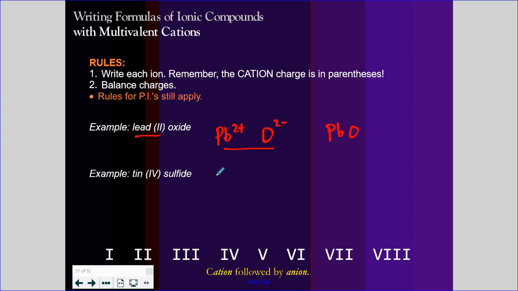Tin(IV) sulfide. Sulfide's in group 16 like oxygen, so it's 2-. So when we think of this, we're going to have 2 sulfides to satisfy tin, so it'll be SnS2. You could initially say that's a 4-to-2 ratio, but either way you would reduce to get the SnS2 formula.